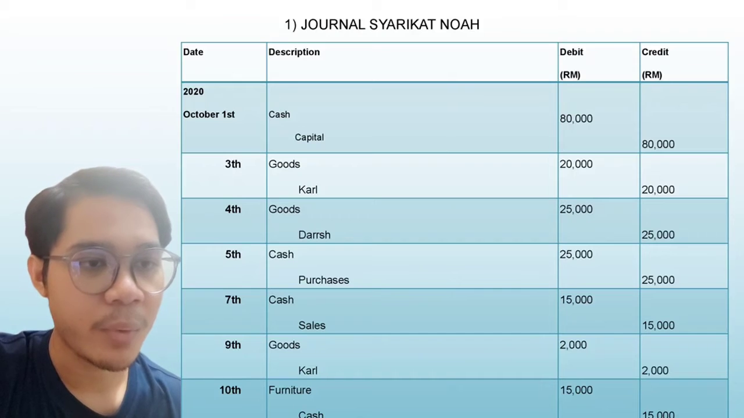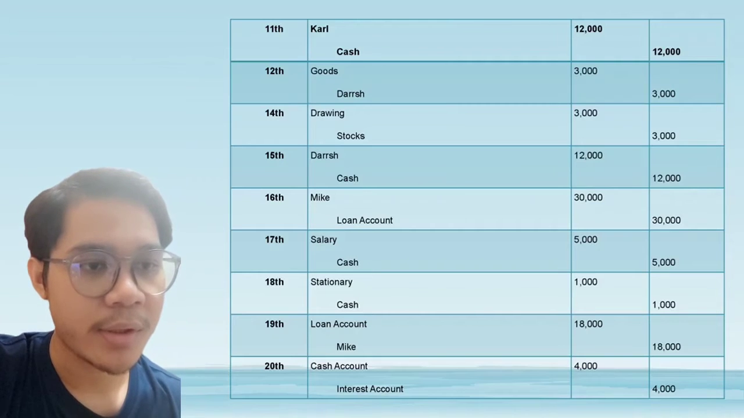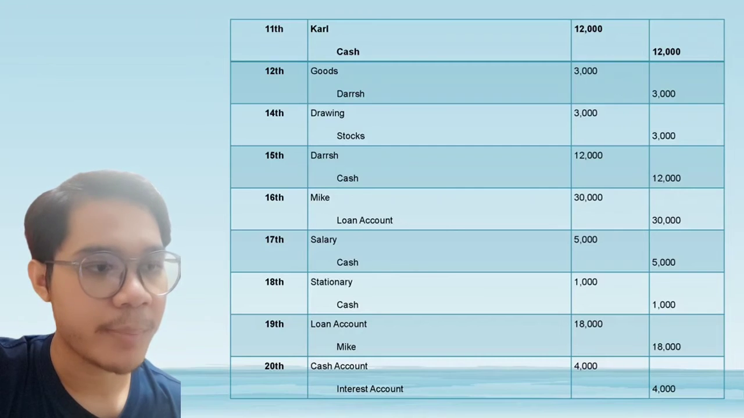The 10th one is furniture and cash. Furniture was on debit for 50,000 and cash was on credit for 50,000. The 11th one is car and cash. Car was on debit for 12,000 and cash was on credit for 12,000. The 12th one is goods and dash. Goods were on debit for 3,000 and dash was on credit for 3,000.